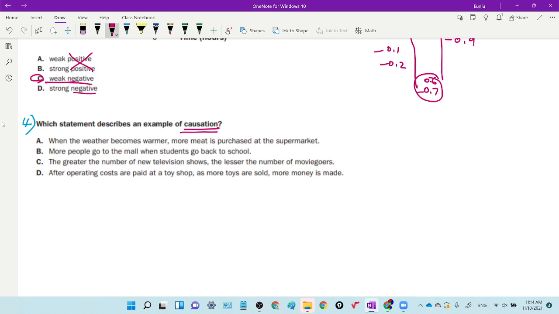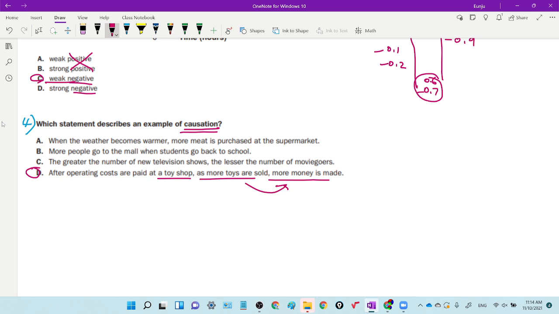C, the greater the number of new television shows, the lesser the number of moviegoers. TV shows and movies. Okay. D, after operating costs are paid at a toy shop, as more toys are sold, more money is made. Yeah, I will go with the D, right? Toy shop, more toys sold, more money is made. There is no reasoning to say backwards, right? So this is always causing the other one.